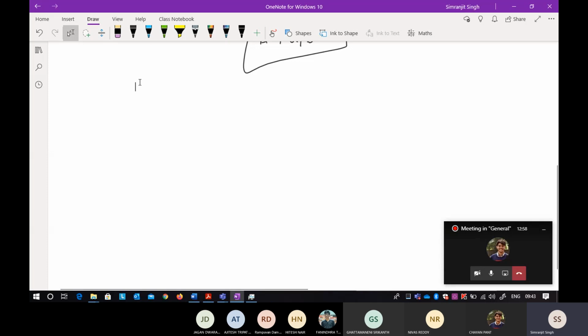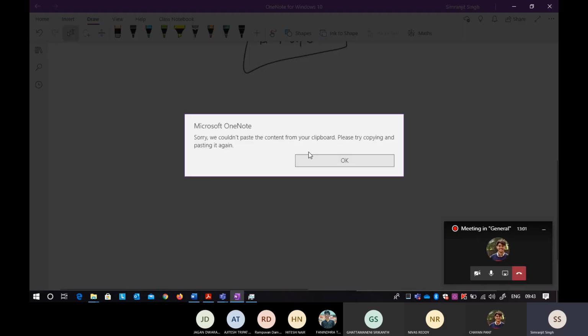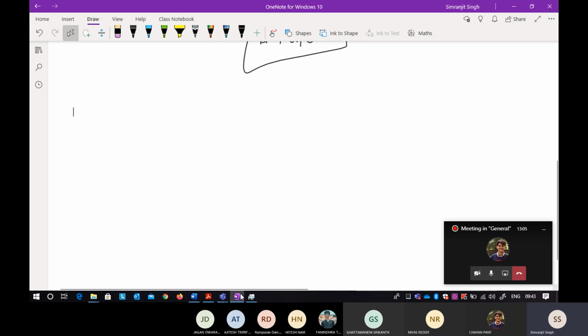Okay, so why is it not able to paste? Try copy and pasting it again. Okay, so I think I just wait for a minute.